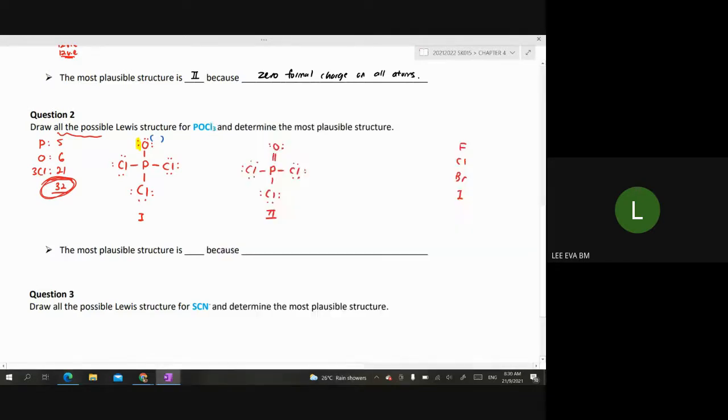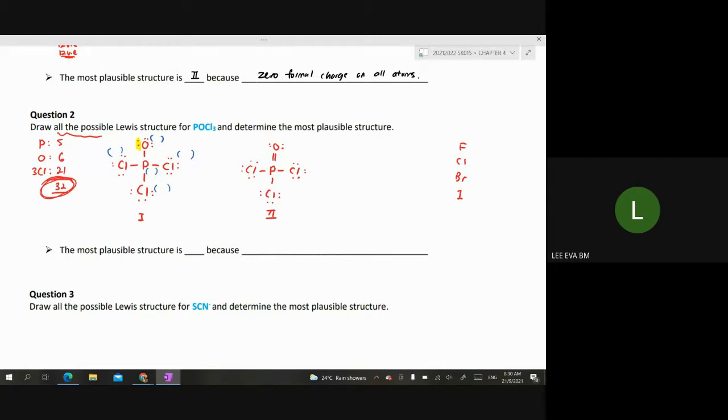Anyone? What is the value for oxygen for our first structure? -2. -2. -1. -1. Okay, oxygen has 6 valence electrons.